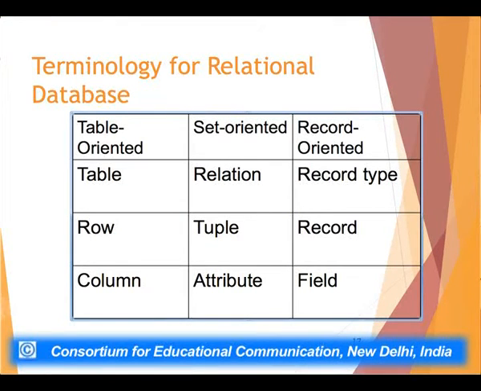So, the terminology which is important to note here is that a table is known as a relation, the row is known as a tuple and the column is known as the attribute or field. The row is also known as a record and the table is known as a record type. So, the same object could be addressed using any of these nomenclatures in the database context.